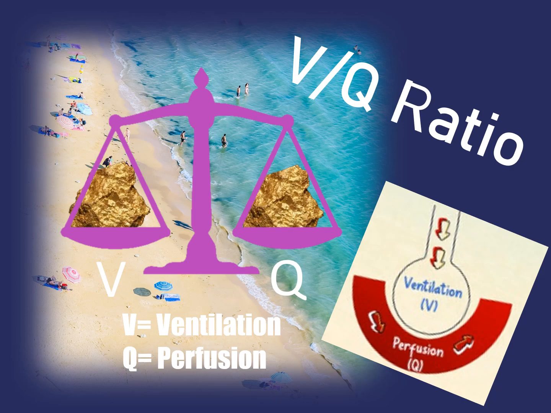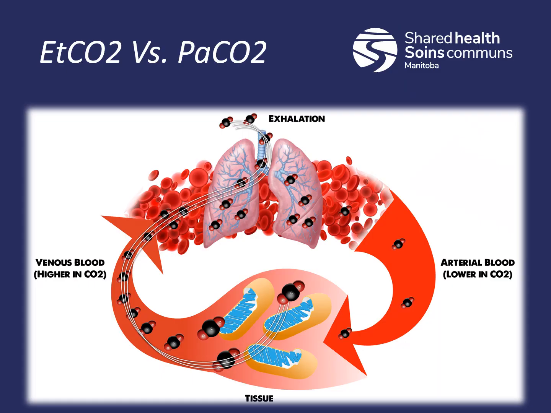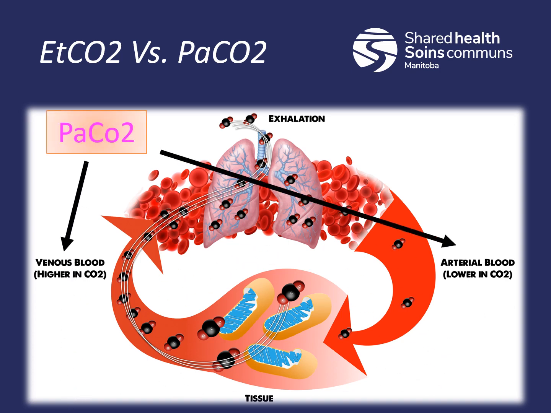You may have heard two different CO2 readings bounced around, so let's discuss the difference. The PaCO2 is the partial pressure of carbon dioxide in the blood. This is measured through lab values from arterial blood work.